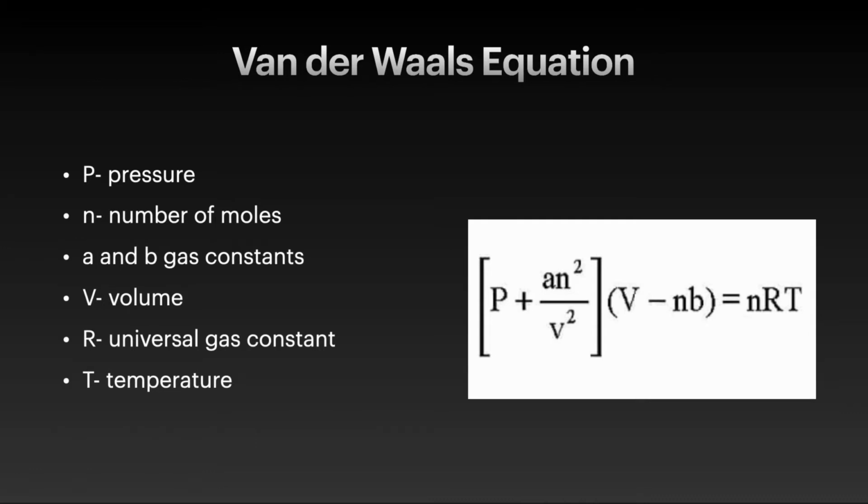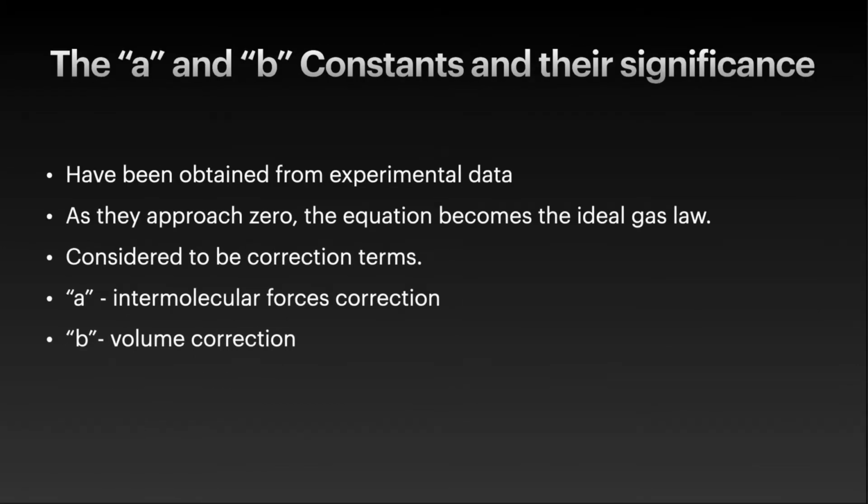(P + n²a/V²)(V − nb) = nRT, where P is pressure, n is the number of moles, a and b are gas constants, V is volume, R is the universal gas constant, and T is absolute temperature. Now, how are the two gas constants a and b in his equation so significant?